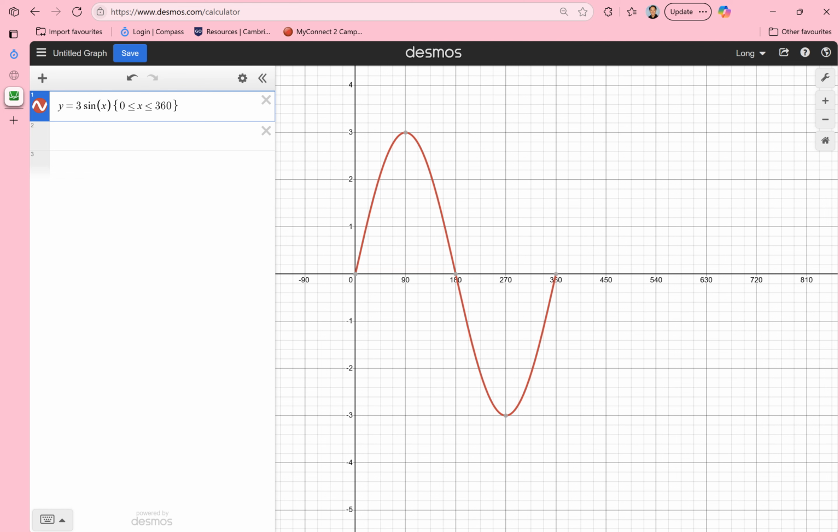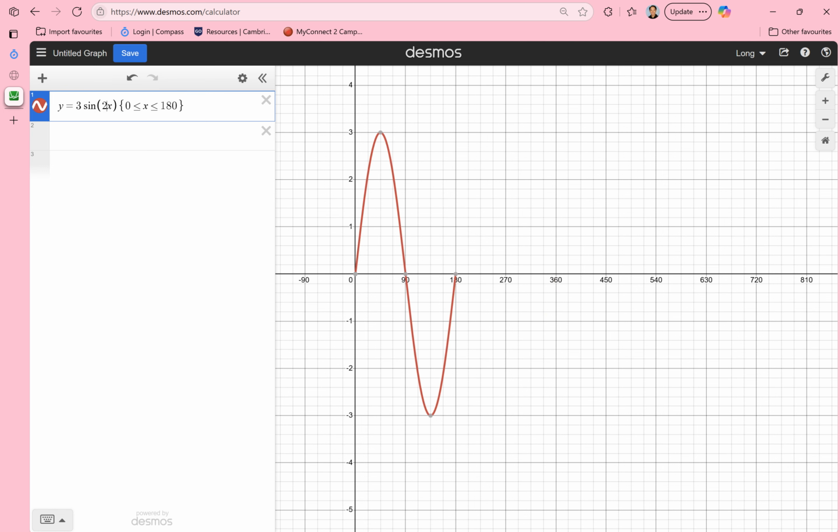So it'll still reach a maximum of 3, minimum -3, but it comes back at 180. So if I change that to 180 now, you can see 180, put a 2. See, 180 still -3, still 3, but it finishes much earlier and doesn't actually take 360 degrees to make one cycle. So you can change the period by multiplying x by whatever that number is.